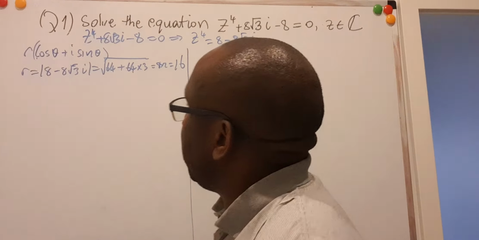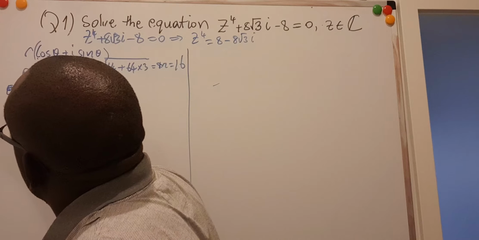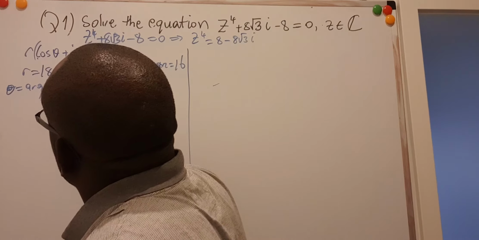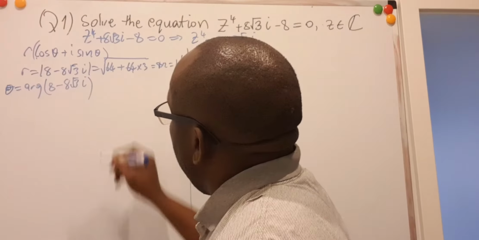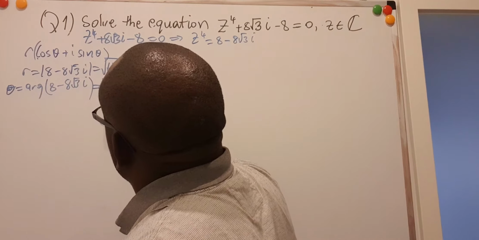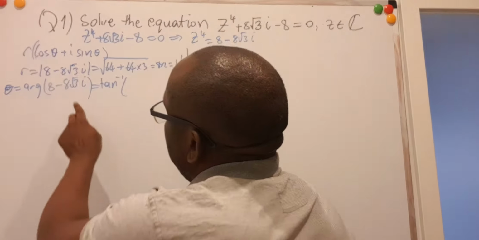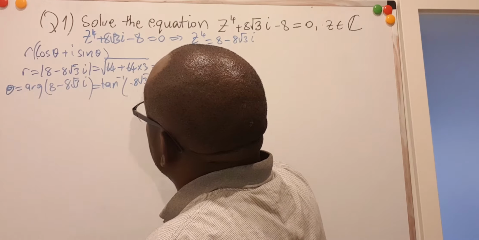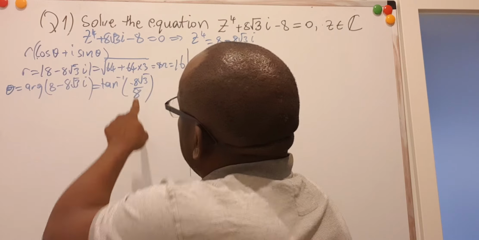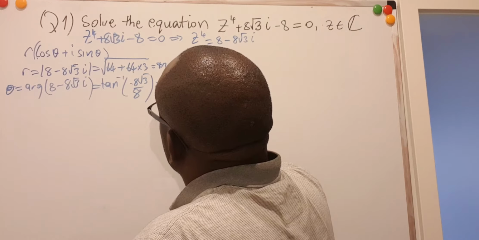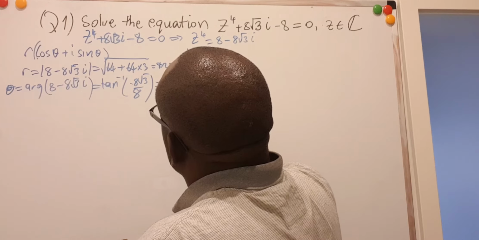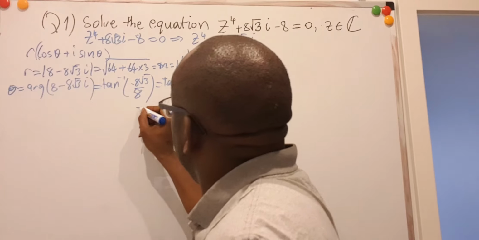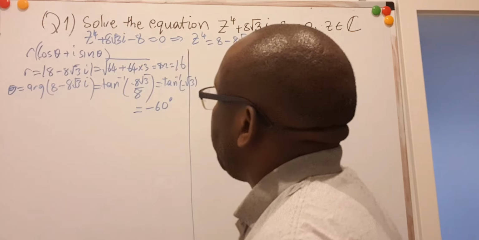So my r is 16. Then theta is the argument of 8 minus 8 root 3i, and that is actually the arctan of the imaginary part divided by the real part. So that's minus 8 root 3 divided by 8. The 8 cancels and I get minus root 3. Tan inverse of minus root 3. We already indicated in one of our videos that this should be minus 60 degrees.